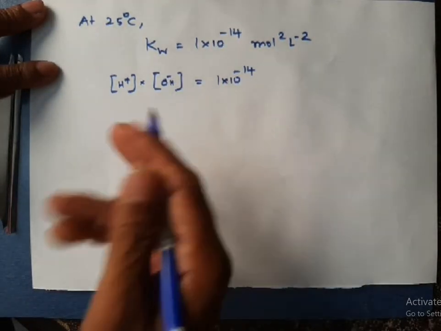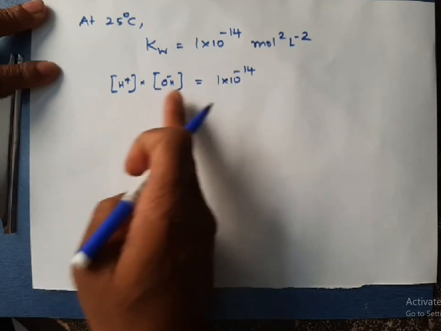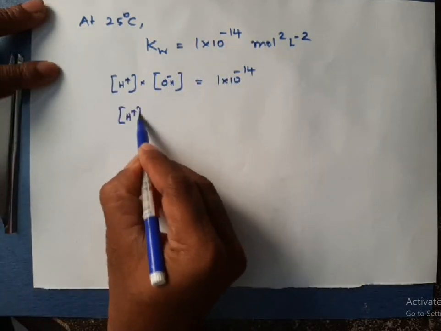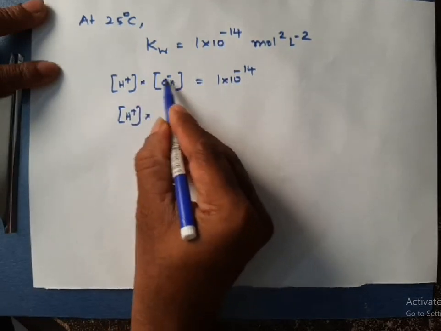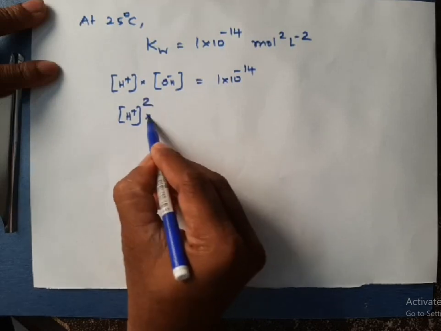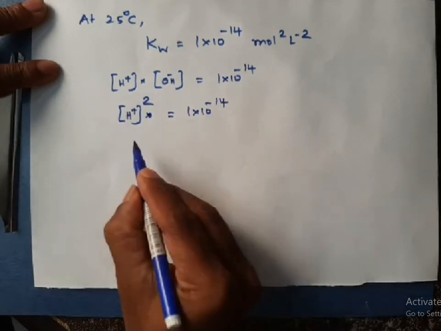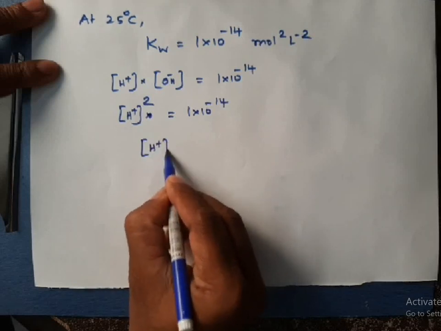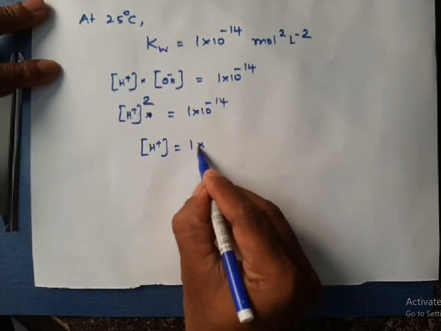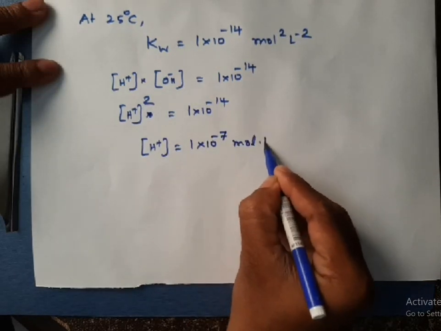And I have told you in pure water, H plus concentration and OH minus ion concentration are exactly the same. Therefore, I'll keep this H plus as such, and in the place of OH minus, I'll put H plus. So I'll get H plus square equal to 1 into 10 power minus 14. Or concentration of H plus ion equals, we should take the square root. If you take the square root, you'll get 1 into 10 power minus 7 mole per liter.